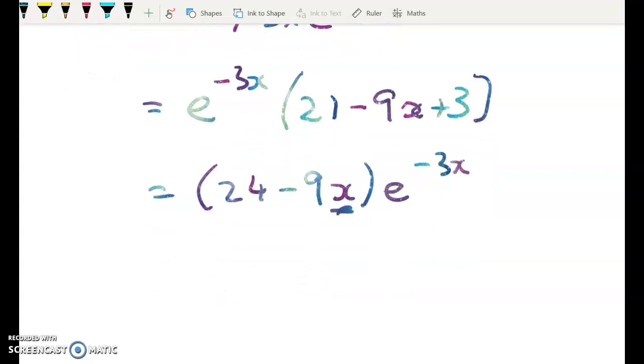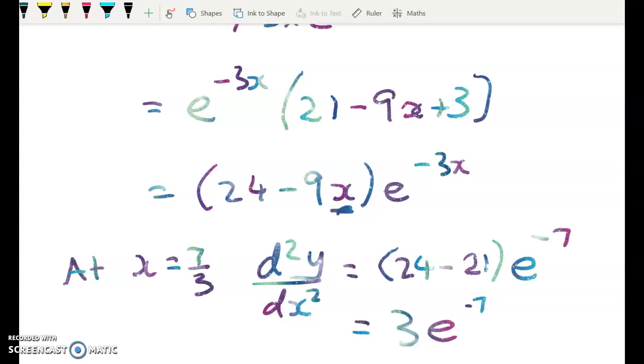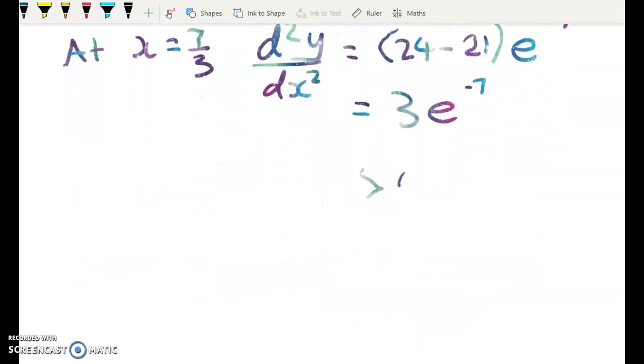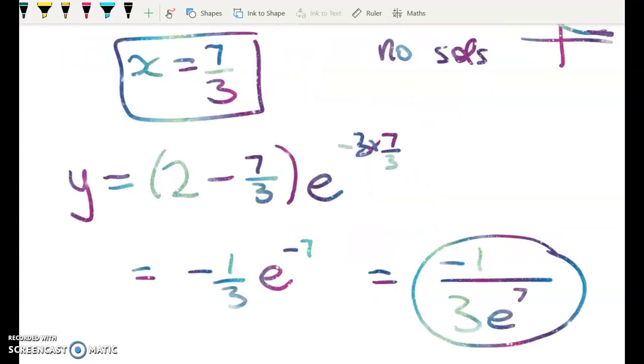And now we have to sub in the value at x equals 7/3. D squared y by dx squared is equal to 24 minus 63/3, which is 21, e to the negative 7, which is 3e to the negative 7, which is greater than 0. Therefore, we've found a minimum at x equals 7/3.